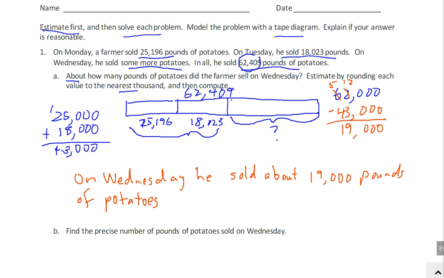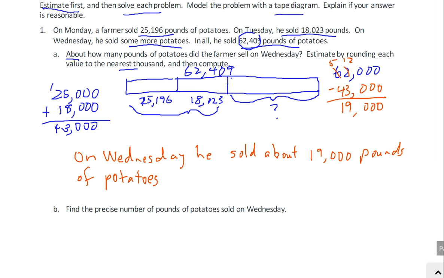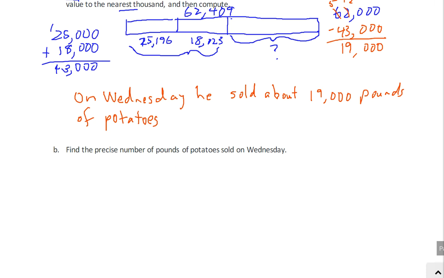Well, for part B, the only difference is we have to find the exact answer. So let's find the exact answer. We have the exact numbers. That's already done for us. I mean, we already worked that out. So all we have to do now is pop in the exact numbers. So we're going to add 25,196 plus 18,023.